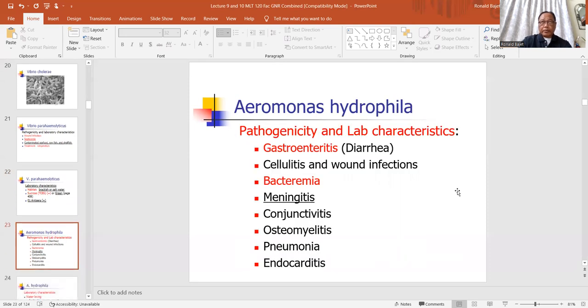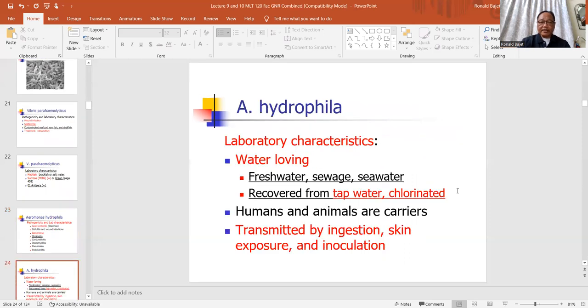Okay, the next organism, we're done with Vibrio. The next organism is Aeromonas hydrophila. Like I mentioned during the Enterobacteriaceae lecture, anything that's monas, Aeromonas, Plesiomonas, Pseudomonas, those are oxidase positive organisms and they have polar flagella, okay? Aeromonas hydrophila causes gastroenteritis or diarrhea, and it causes bacteremia. Those are two of the main diseases that it causes.